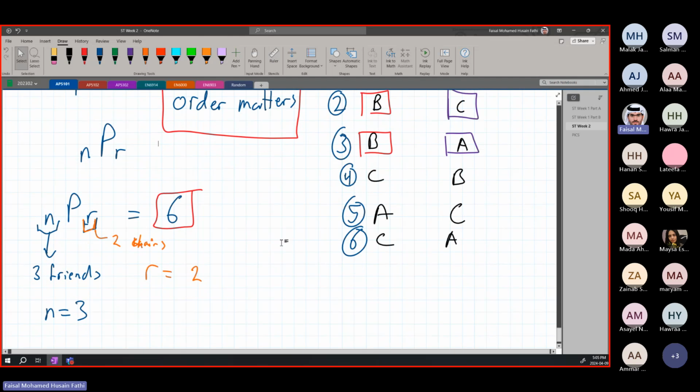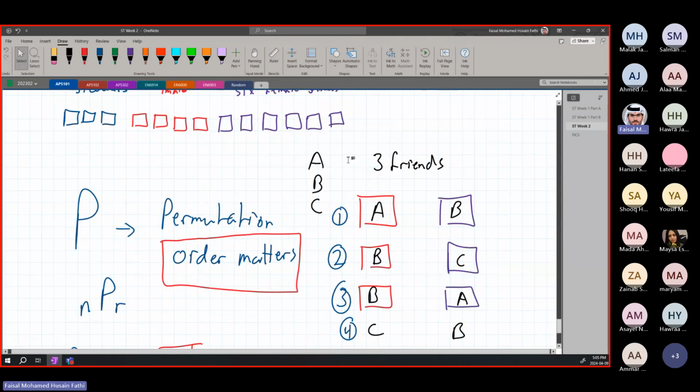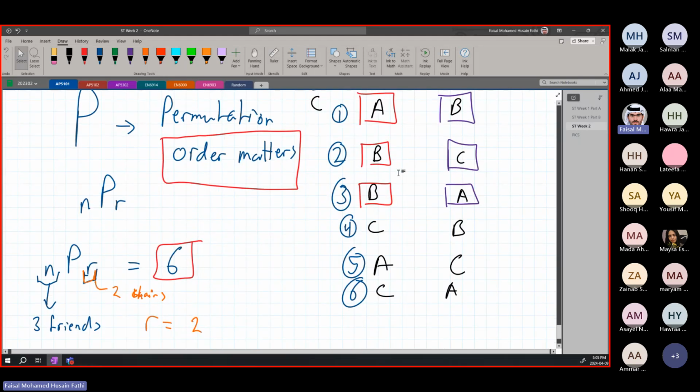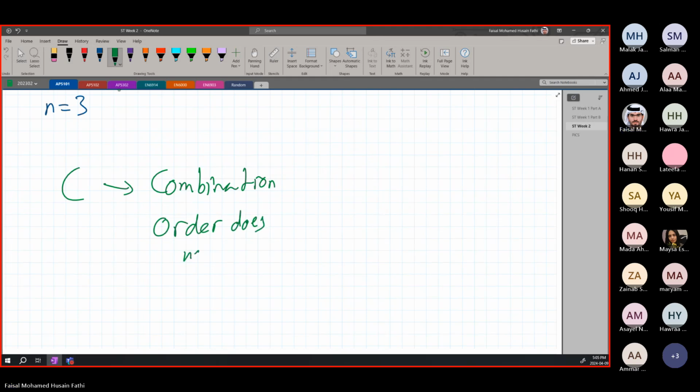Now, again, the same concept can be used again, where 3 friends, let's say now the order does not matter. So this is where we will use something called C, which is combination. In this case, order does not matter. This is the main difference between P and C.